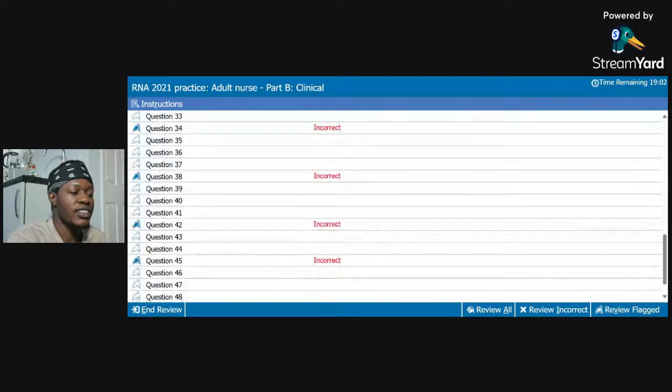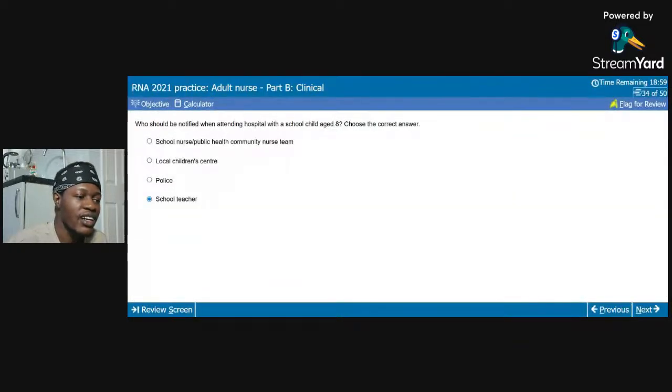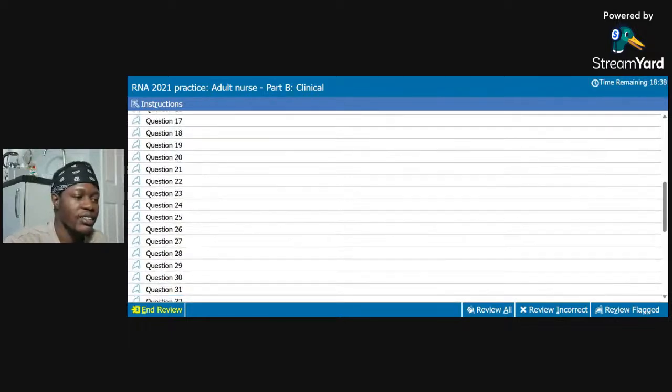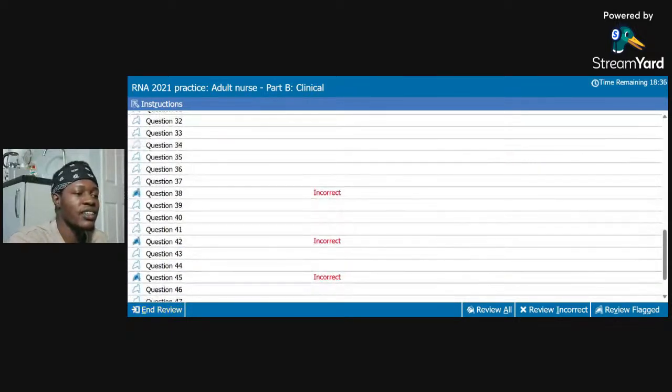So question 34 says, who should be notified when attending hospital with a school child age 8? So that should be the school nurse or public health community nurse team. I just hope they won't tell me it's wrong. Okay, that's the correct answer.